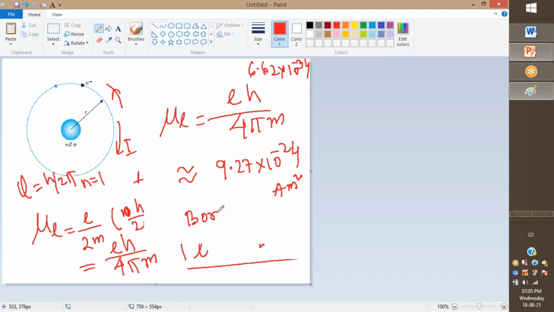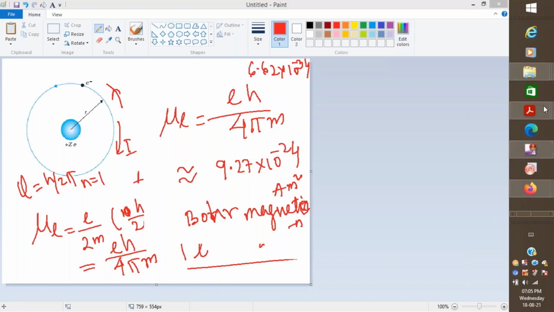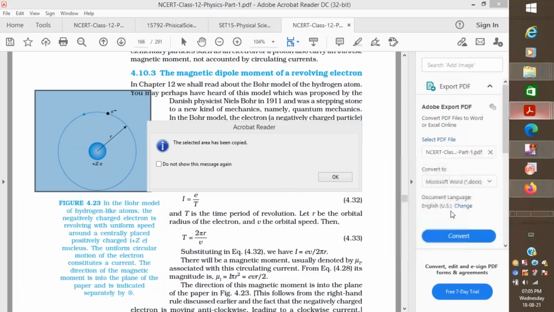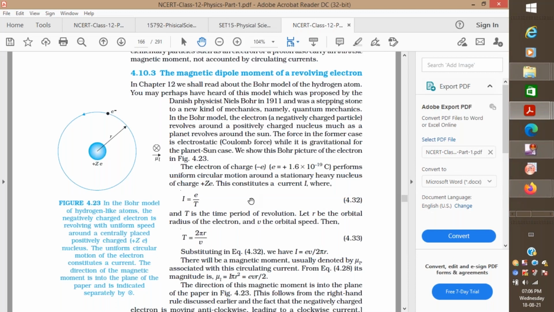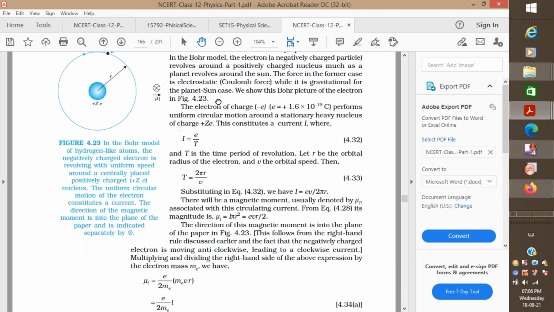What is this Bohr magneton? This is the fundamental unit of magnetic moment, which is given in your book. I'll just show you the rest of the thing from your book, and then finish in maybe 2 minutes.